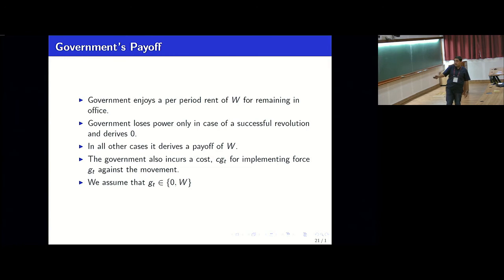And as we said, the government incurs a cost C of g_t. It's like a marginal cost of implementing force. So that's the cost of implementing force, and g_t takes any two of these values.